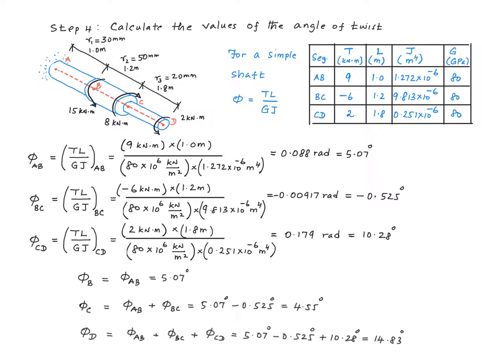The signs are automatically taken care of because we are following a sign convention, right? Remember, the counterclockwise torque with respect to the x-axis was taken to be the positive direction for the torque. So that takes care of the sign for the angular twist as well. Now to find the twist of point D, you add the 3 values. So you get a value of 14.83 degrees for that.